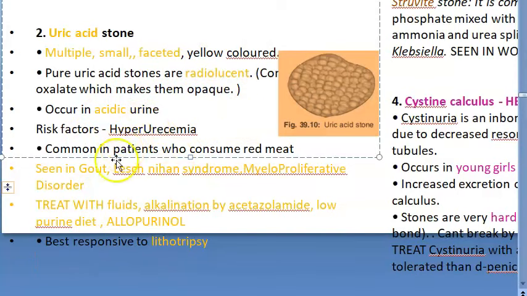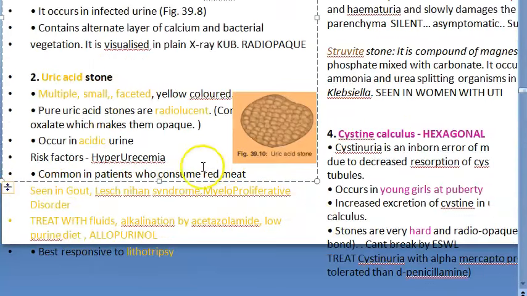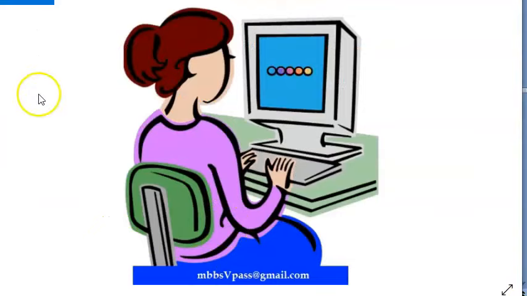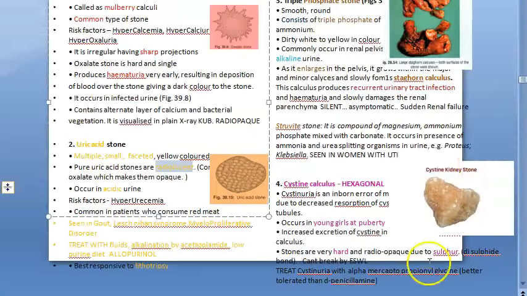What else do you have to know here? These are responsive to lithotripsy. They are not that hard, it looks like. You'll see this in people who have gout, Lesch-Nyhan syndrome, myeloproliferative disorders. So in these conditions, you will find this. Did you understand, guys, or do you want us to cover something more? This is radiolucent, remember this. But when can these stones become radio-opaque? If they have some mixture of calcium oxalate, etc., they can also become radio-opaque.